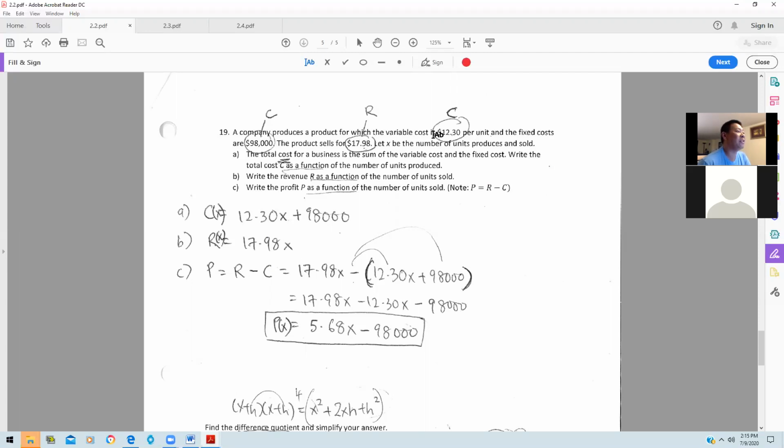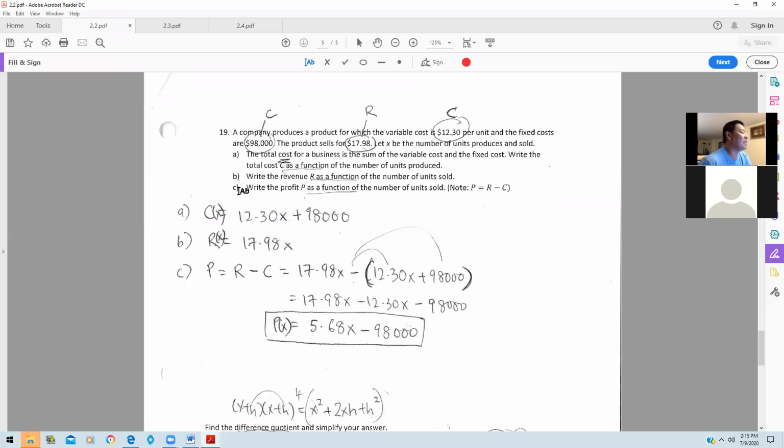So this is what we call as a changeable term or variable term because it's changed based on how many units you produce. And this one is fixed. Okay. And the product sells for $17.98. So that means that that is your revenue. Revenue means your intake, your income, or how much you have, how much you sold. So it's 17.98x. So this is for part B.